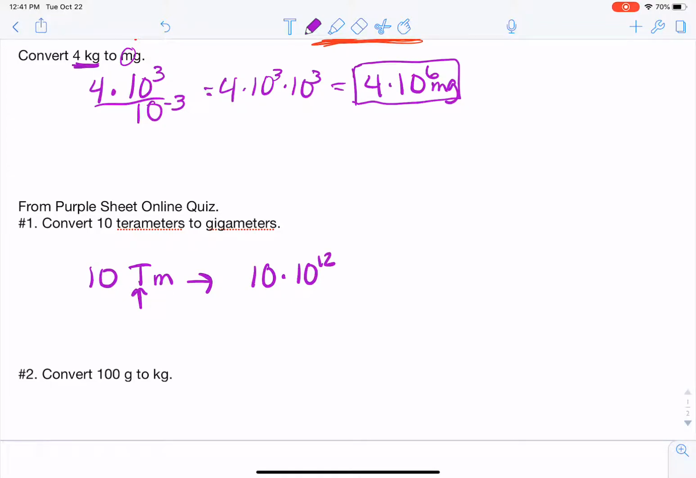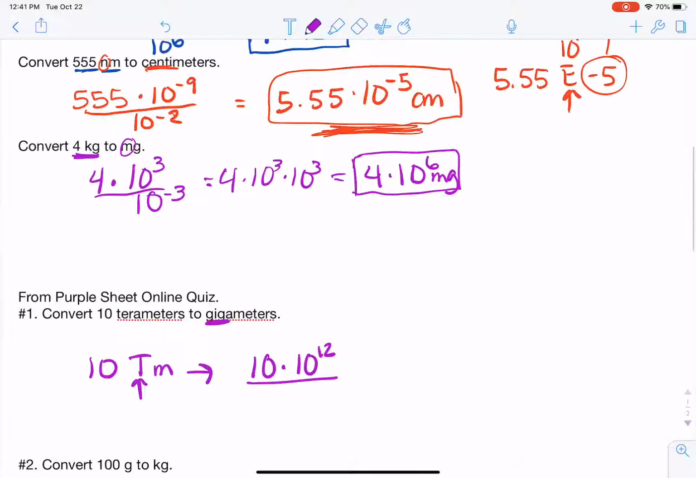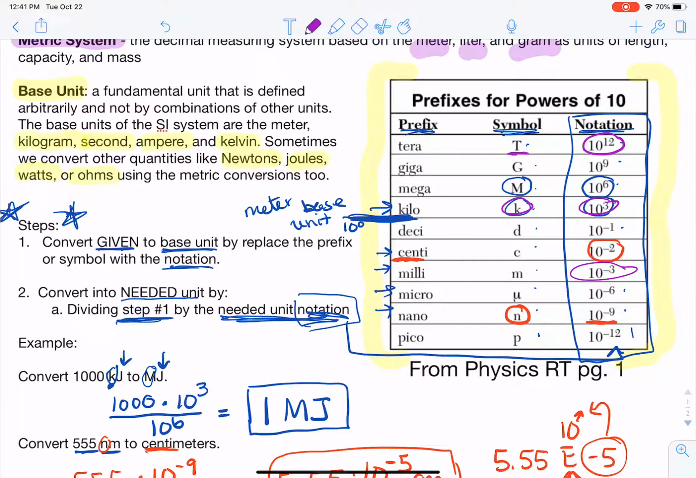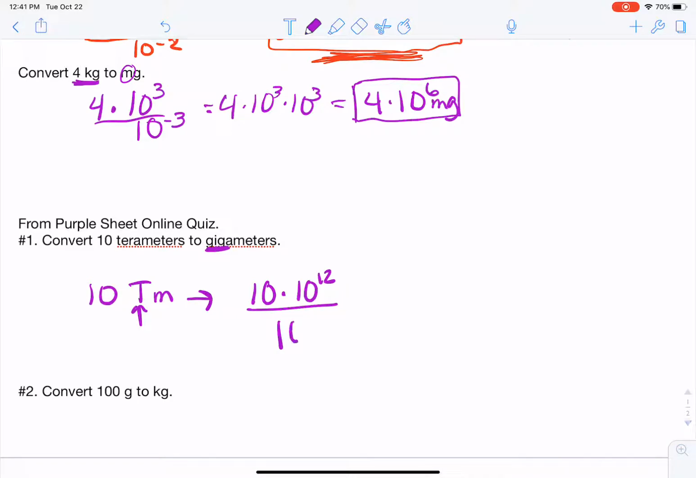So now I've converted it into my base unit, and I'm going to substitute dividing by what giga stands for. If we look at our table again, we see giga is G, 10 to the 9th, divided by 10 to the 9th, and that's going to give me 10 times, 12 minus 9 is 3. So this is really like 10 to the 4th. So the answer would be, there we go, 10,000 gigameters.